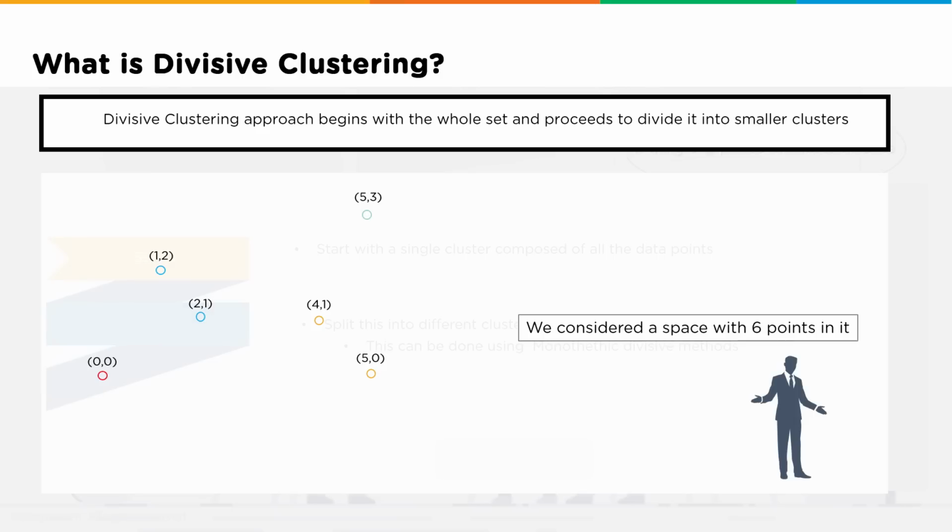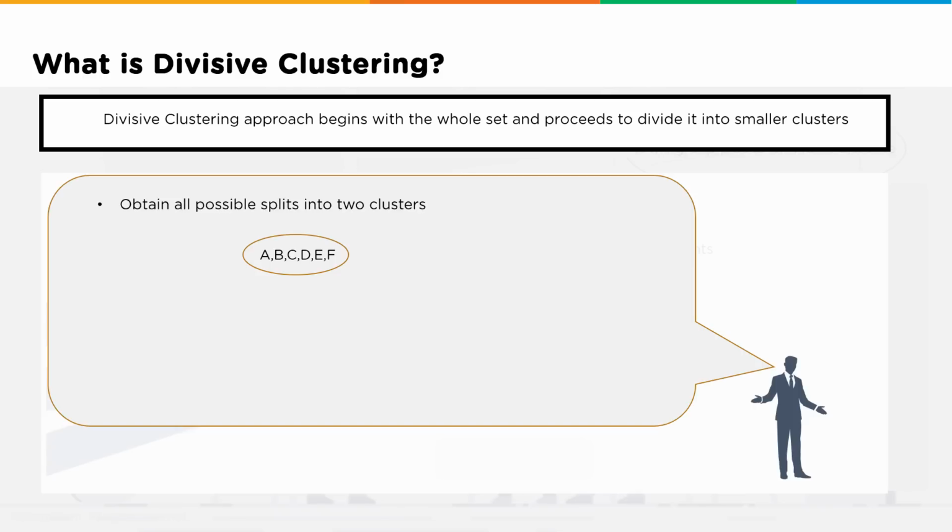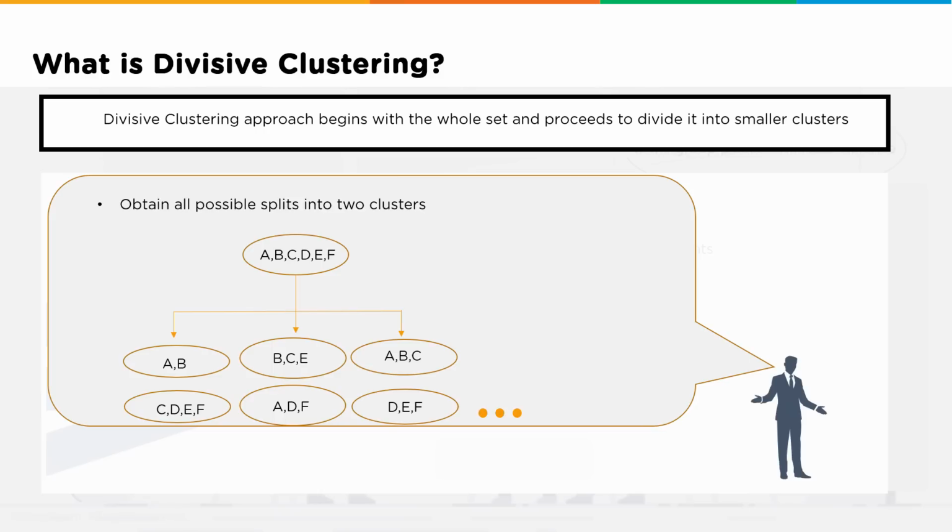So we consider a space with 6 points in it, just like we did before, the same points we had before. And we name each point in the cluster. In this case, we just gave it a letter value: A, B, C, D, E, F. Since we follow a top-down approach in divisive clustering, we obtain all possible splits into 2 clusters. So we want to know where we could split it. We could do an AB split and a CDEF split. We could do BCE, ADF, and you can see this starts generating a huge amount of data.